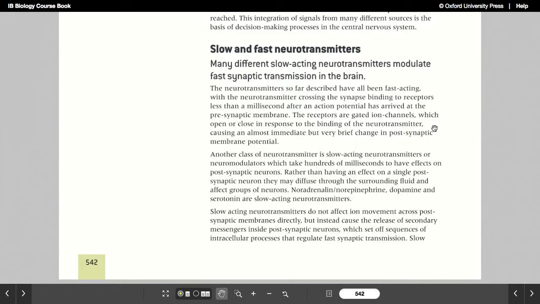So in the past, we've just talked about excitatory, and we've just talked about fast, but now we're introducing the other side of things. There's also inhibitory, and there's also slow acting. Other things I want to talk about.